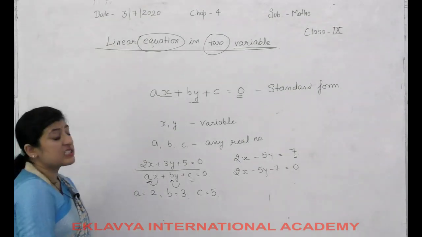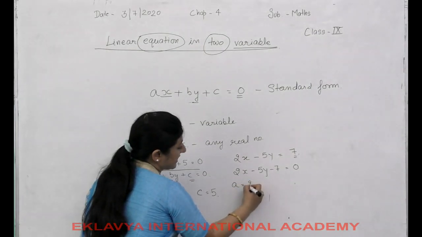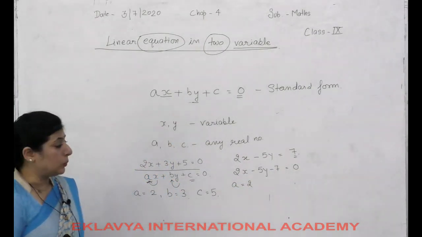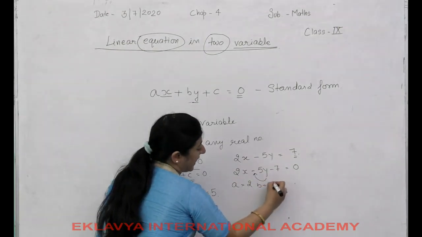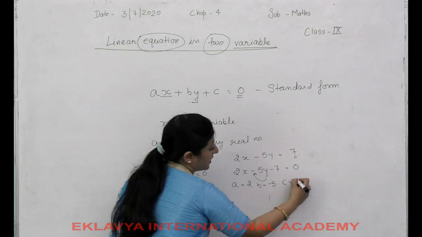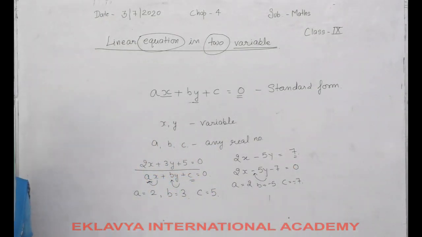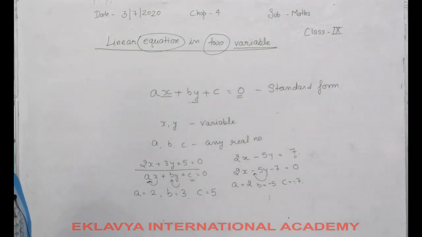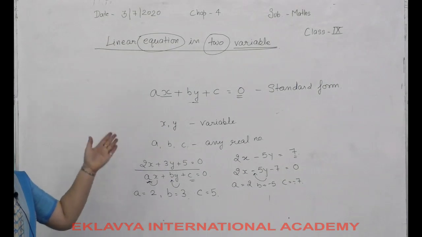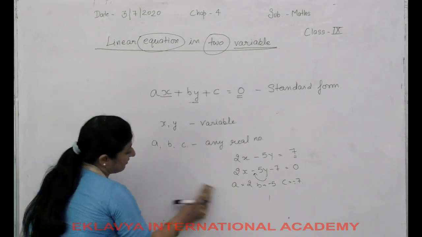Now compare with the standard form and find the value of a, b and c. Then we can say a value is 2, b value is minus 5 and c value is minus 7. This way we can write down any equation into the standard form and can find out the value of a, b and c. Take one more example.